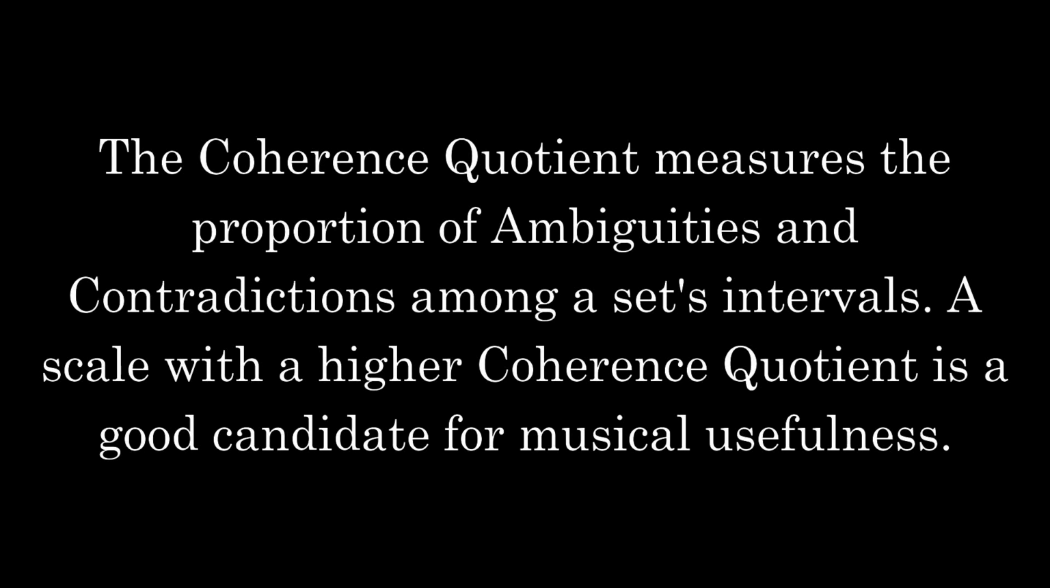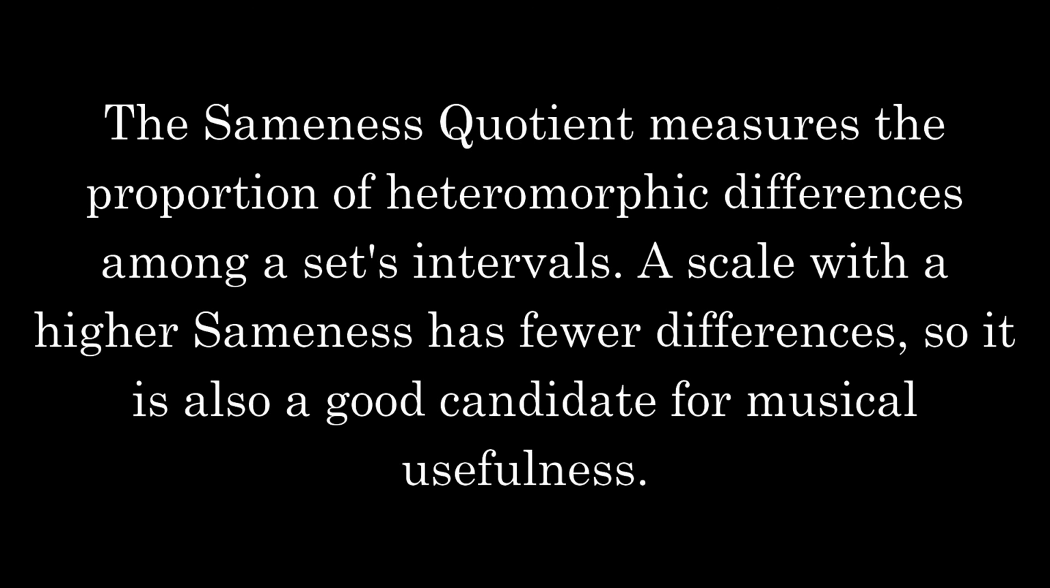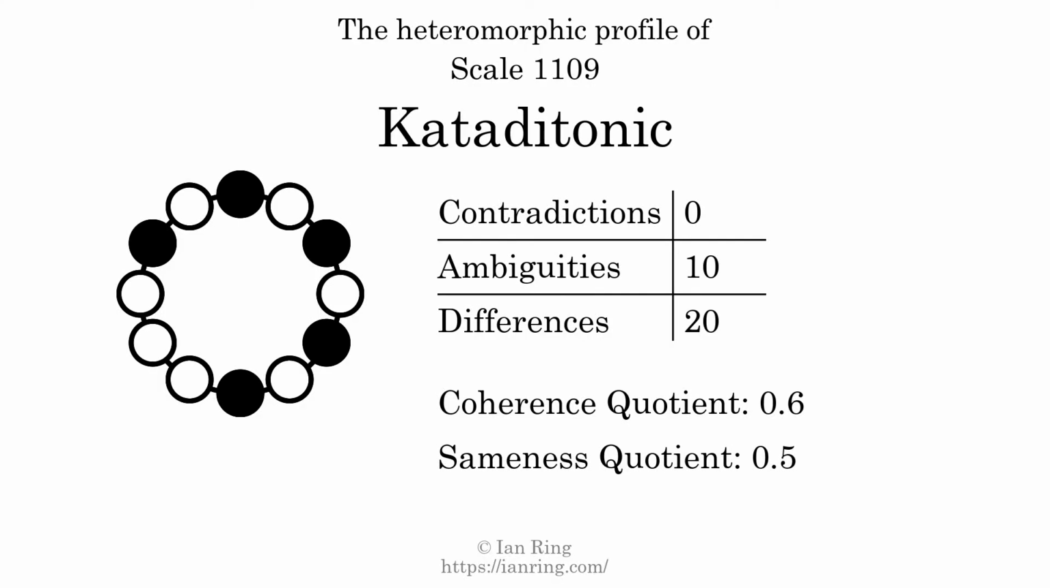The coherence quotient measures the proportion of ambiguities and contradictions among a set's intervals. A scale with a higher coherence quotient is a good candidate for musical usefulness. The coherence quotient is 0.6. The sameness quotient measures the proportion of heteromorphic differences among a set's intervals. A scale with a higher sameness has fewer differences, so it is also a good candidate for musical usefulness. The sameness quotient is 0.5.